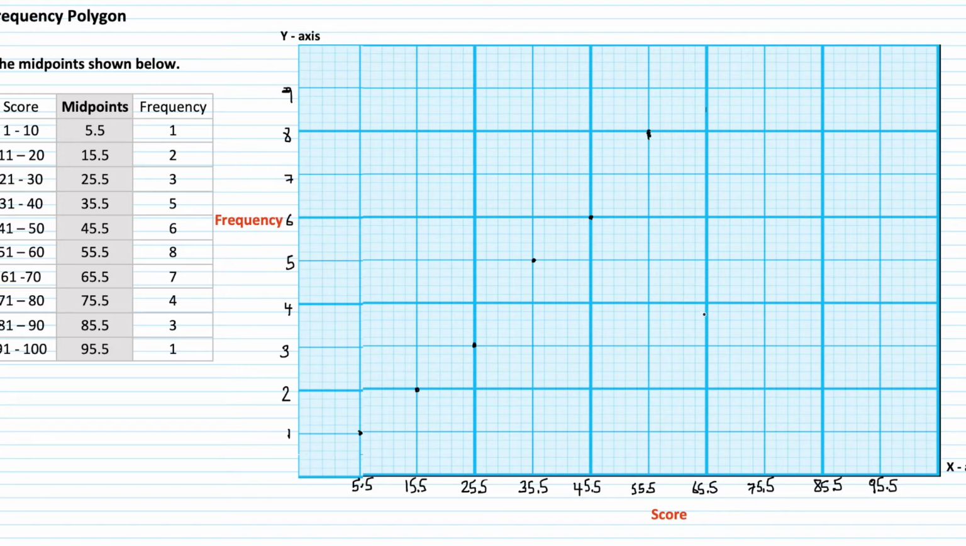And for 65.5, we go up to 7. 75.5, we go up to 4. 85.5, we go up to 3. And 95.5, we go up to 1. We need to draw a line connecting all of these points.